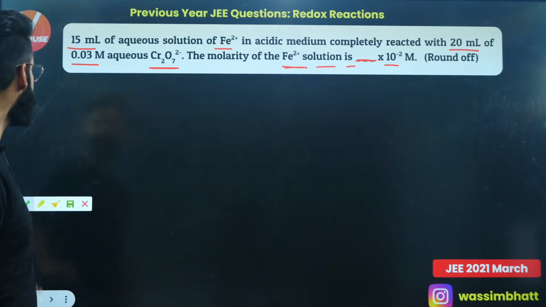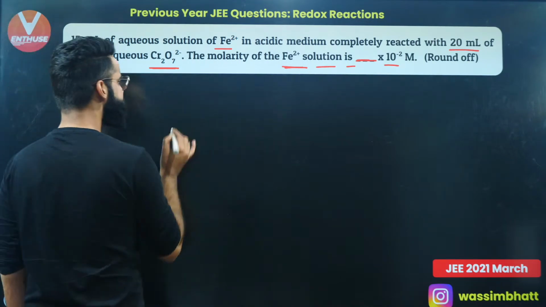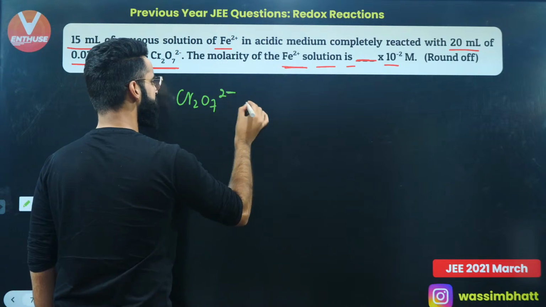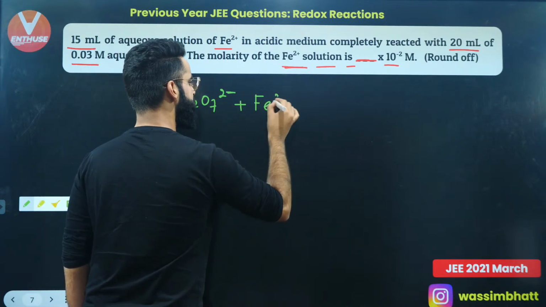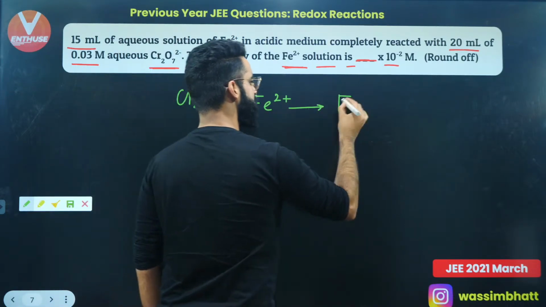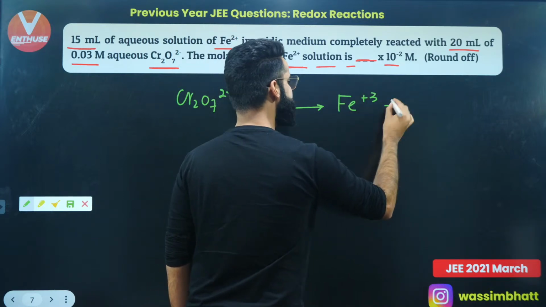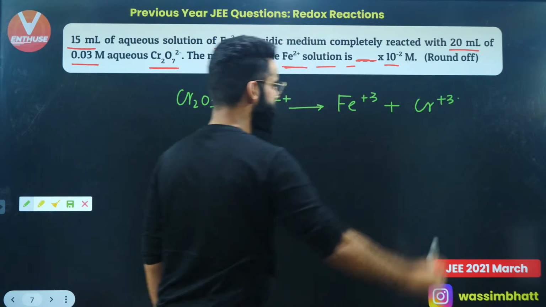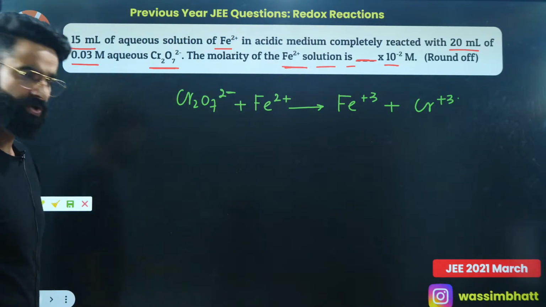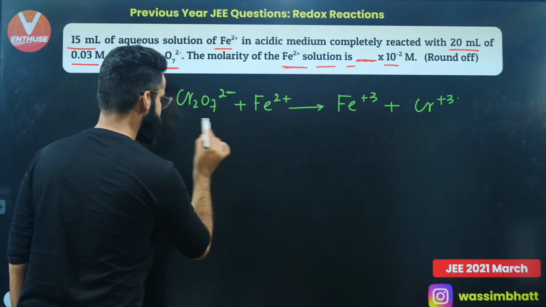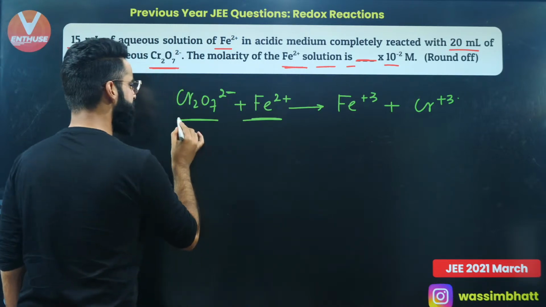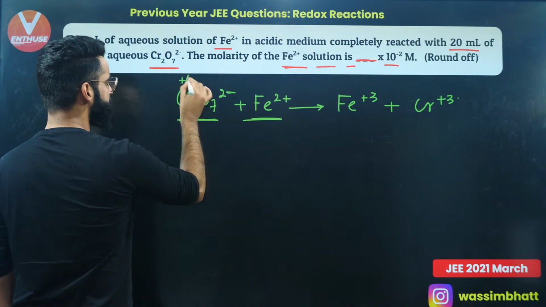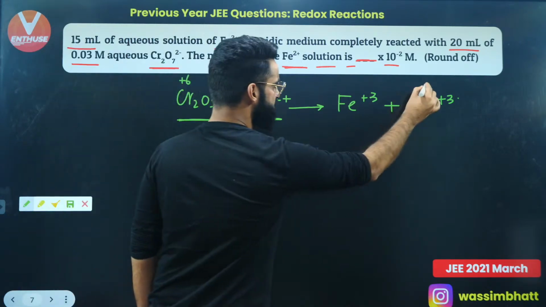Well, people, if you remember, in acidic medium, Cr2O7 2- converts Fe2+ into Fe3+, and itself the Cr2O7 2- gets converted into Cr3+. So first of all, let me calculate the N factor of this Cr2O7 2-. Have a look at the oxidation state of chromium. Right here it's +6. Right here it's going to be +3.